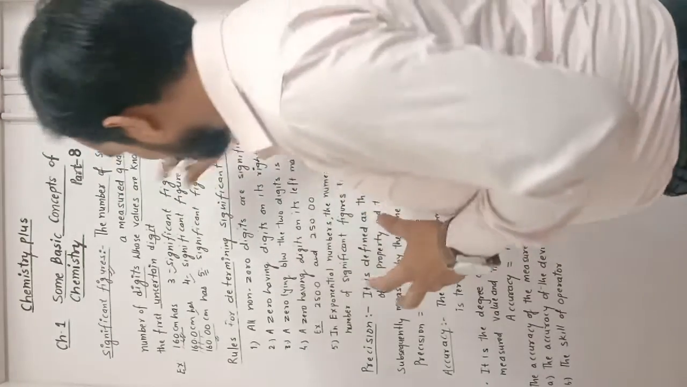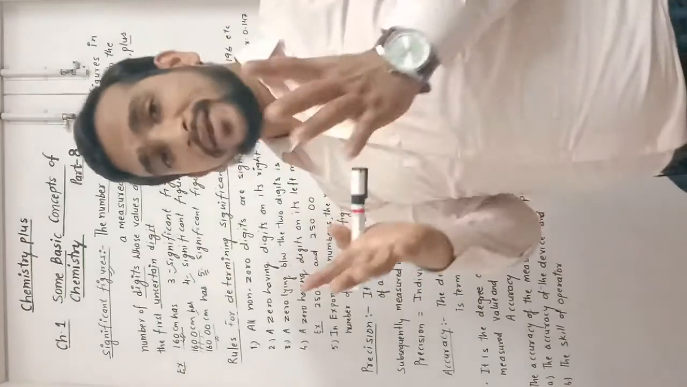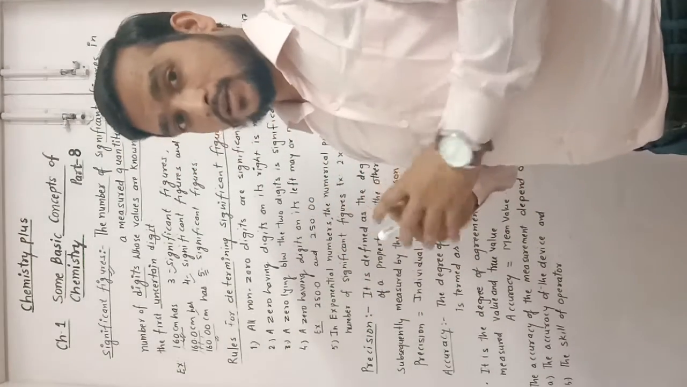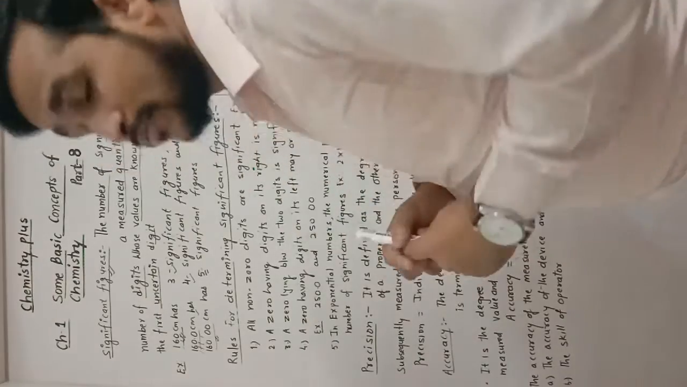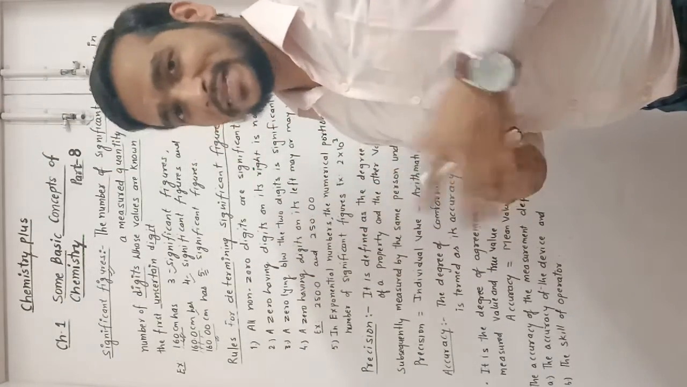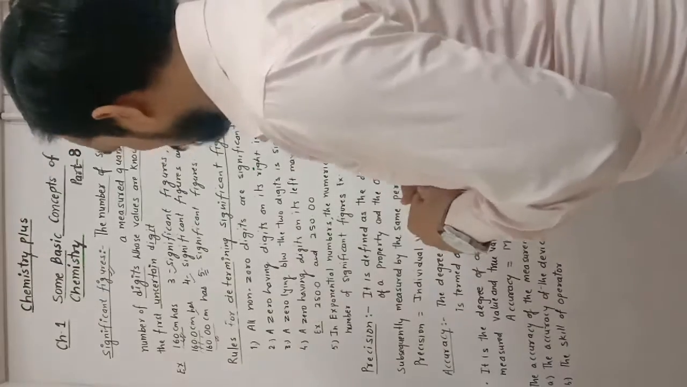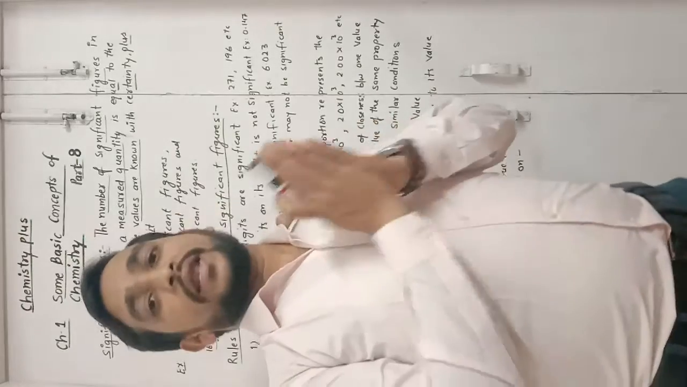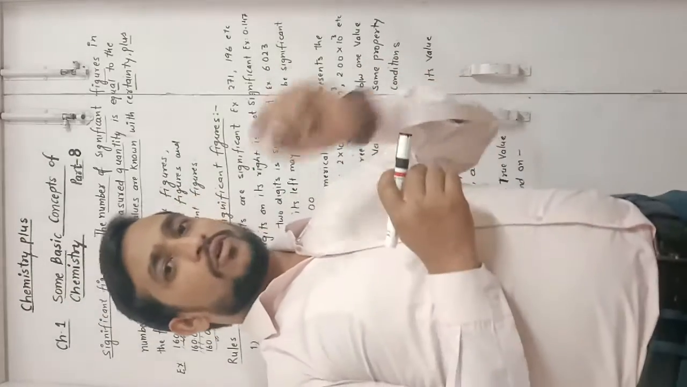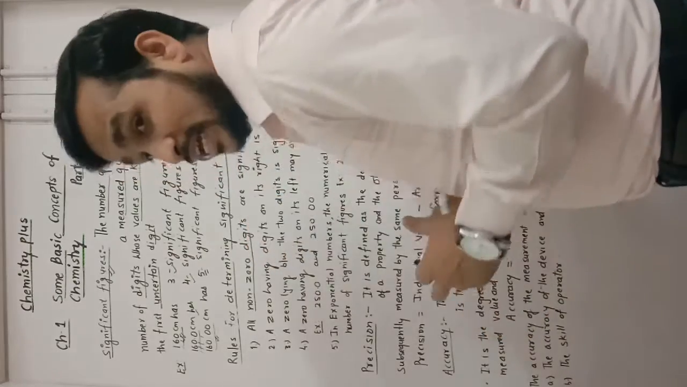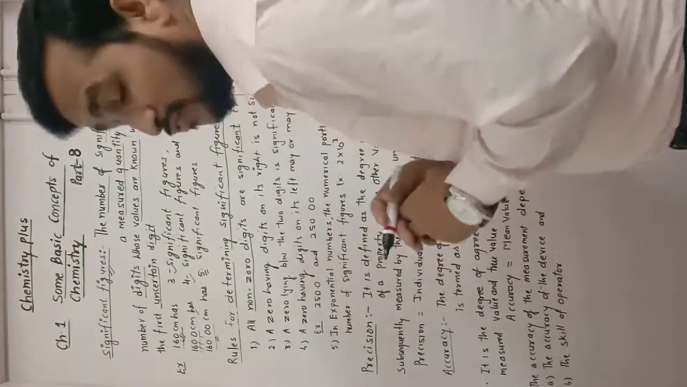The next part is how we can determine the significant figures present in any physical quantity. For this, we have certain rules to find the number of significant figures in a given physical quantity. We have five basic rules. The first rule is that all the non-zero digits are taken as significant figures.